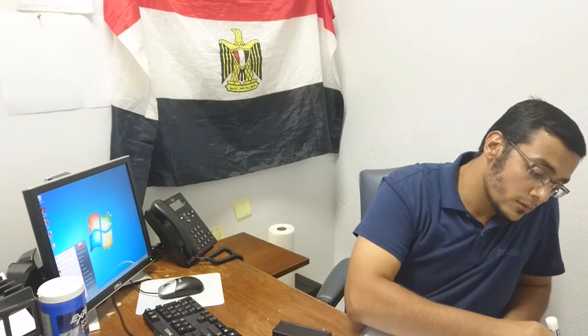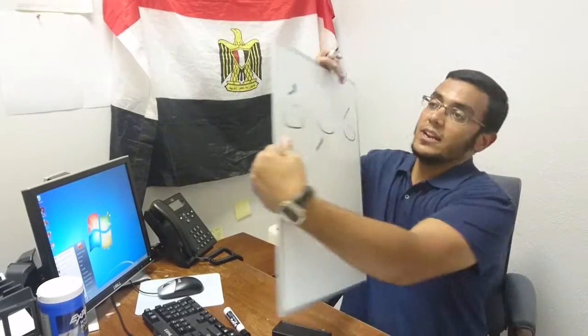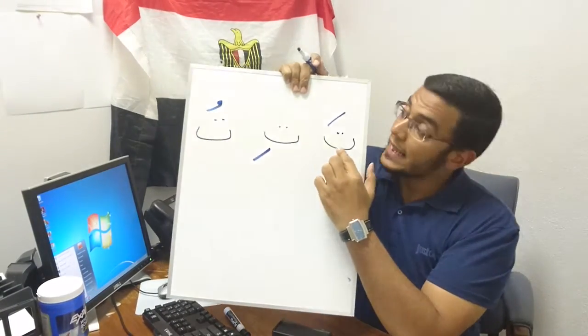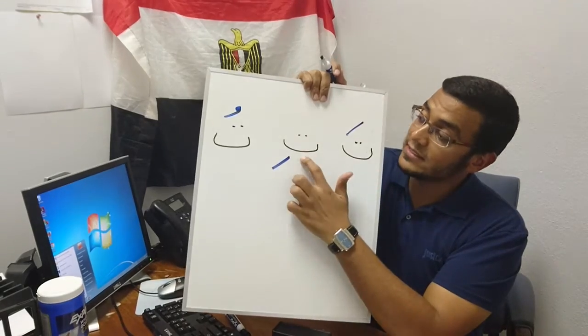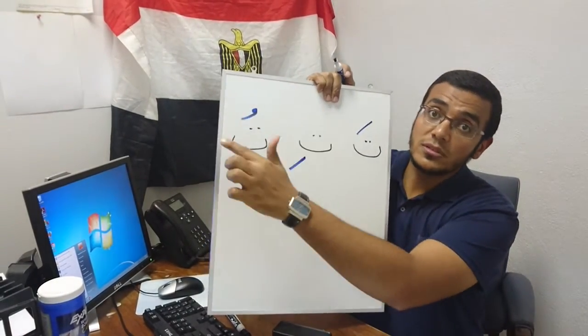Let's have, for example, letter Ta. Ta with Fatha, Ta; Kasra, Ti; Dhamma, Tu. It's like this. Ta with Fatha, Ti with Kasra, Tu with Dhamma. Okay? One more example.